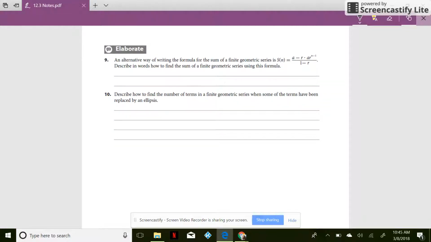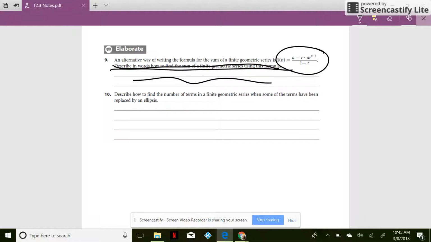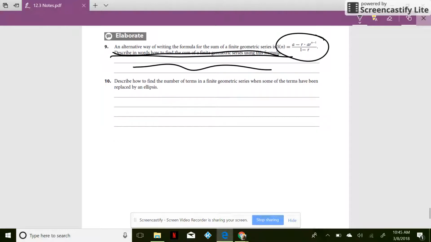So an alternative way, we're not going to do this describing part, just recognize an alternative way of writing this formula is like this. Basically, they distribute the A into the numerator is all that's different there. So that's just a different way of writing the formula.